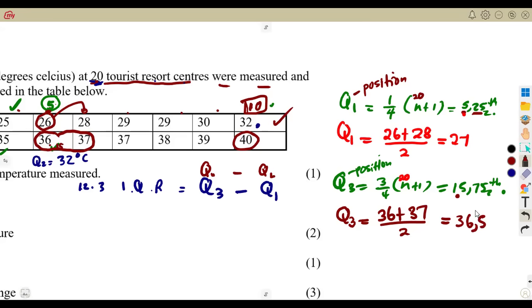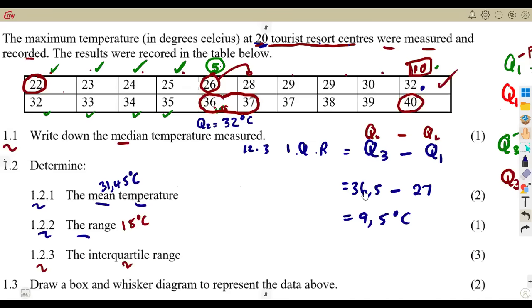So this is what we have. Now bring these values, representing the upper quartile, 36.5, subtract the lower quartile, which is Q1, which is 27. That was going to give us the interquartile range, which is 9.5. Remember, we're talking about the temperature there. So that is 9.5 degrees Celsius. So questions can be like that.